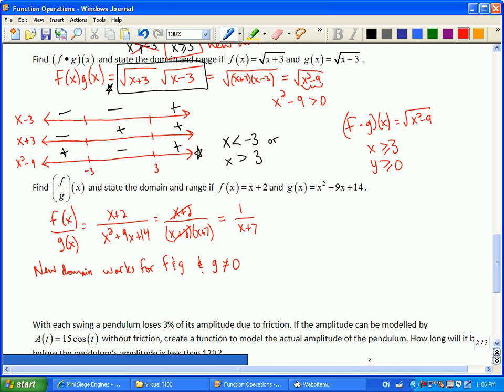So let's take a look. This is all real numbers. Okay. This is all real numbers. But I'd be dividing by 0 when x is negative 2 or negative 7. So the domain of this new function is x can't equal negative 2 or negative 7 because it works for all other numbers except for where I divide by 0.